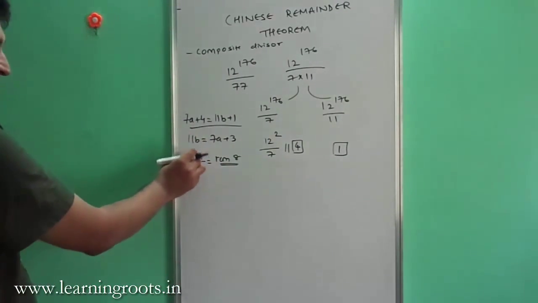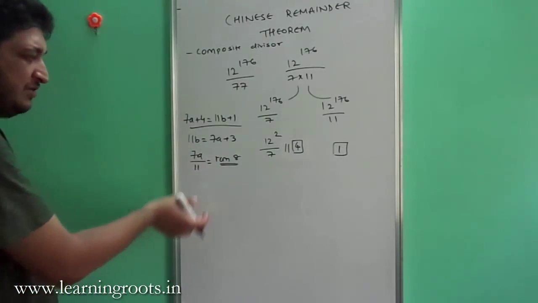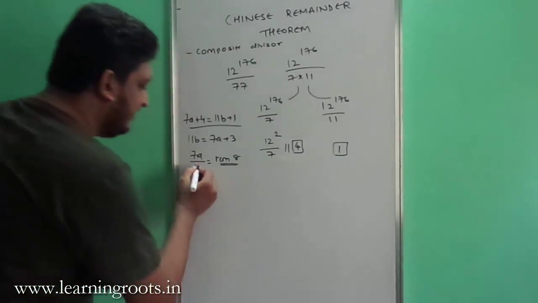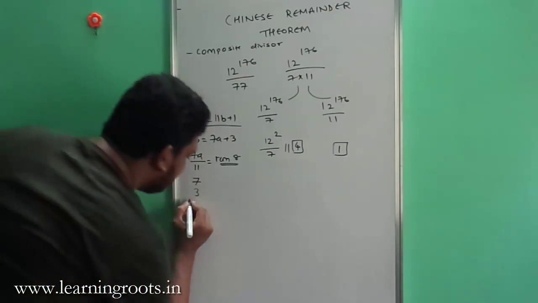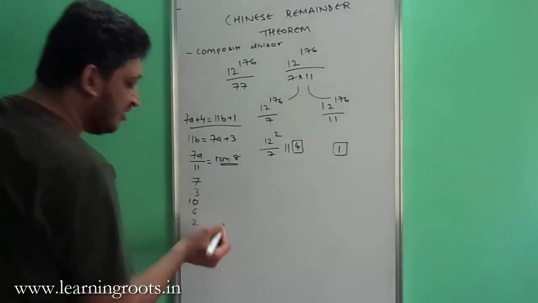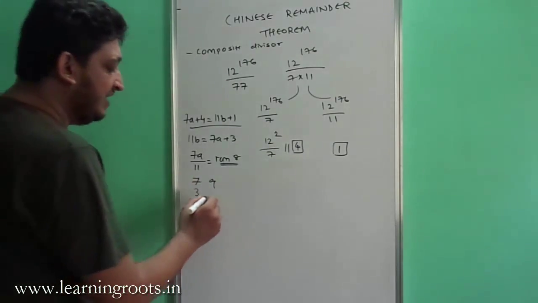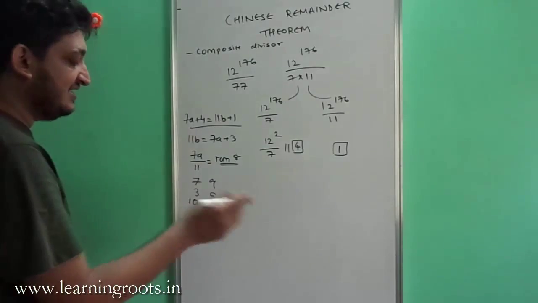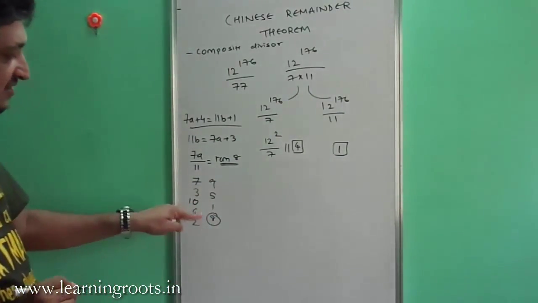So you have to find something in the form of 7a by 11 which gives a remainder of 8. You can simply do it by trying values. 7 into 1 gives a remainder of 7, 7 into 2 is 14, remainder 3. 7 into 3 is 21, remainder 10. 7 into 4 is 28, remainder 6. 7 into 5 is 35, remainder 2. 7 into 6 is 42, remainder 9. Then 49 gives remainder 5, 56 gives remainder 1, and 63 gives remainder 8. So 7 into 9 gives 63.